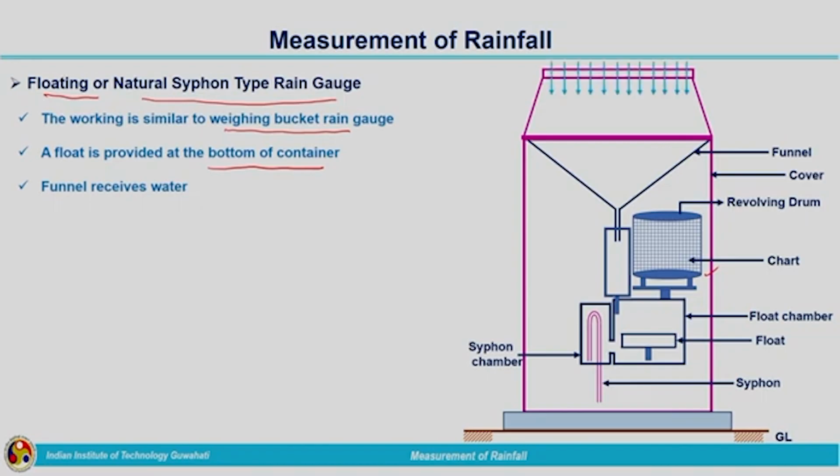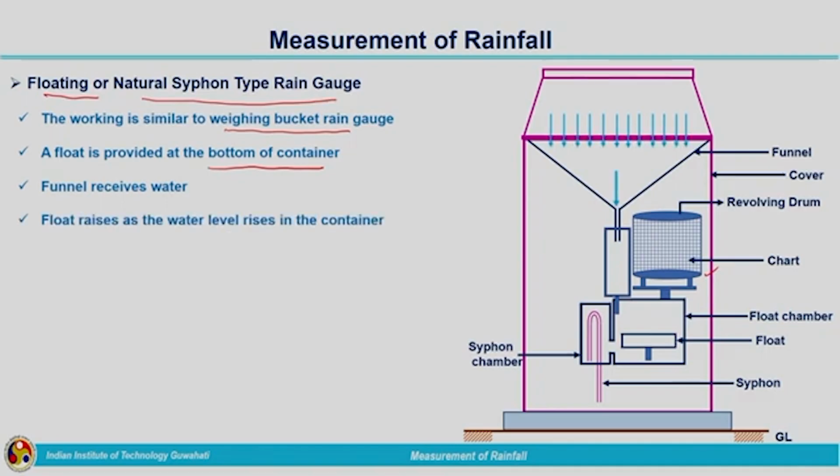When the funnel receives the rainfall, it is transferred through the funnel and collected, reaching the float chamber. When the water level in the float chamber rises, the float also will be rising. This float will be rising like this. Whenever rainfall is occurring, water is collected through the funnel and enters the float chamber, and when the water level increases in the float chamber, the float will rise. It can go up to this level.